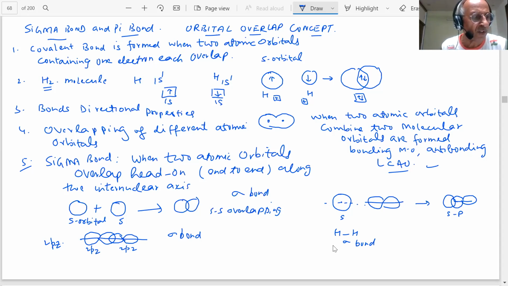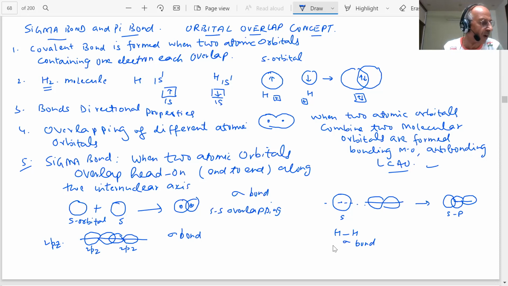Sigma bonds result from axial, head-on overlap of atomic orbitals. The electron distribution in a sigma bond lies along the axis joining the two nuclei. Electron density lies along the axis joining the two nuclei. There is a nucleus here, positive, and there is a nucleus here, and along the axis the electron density lies. So this is an example of the formation of a sigma bond.